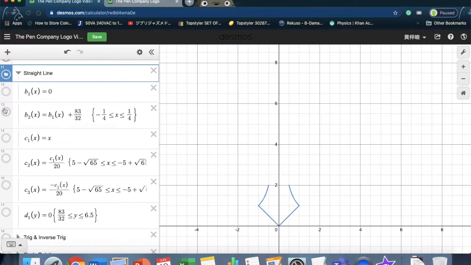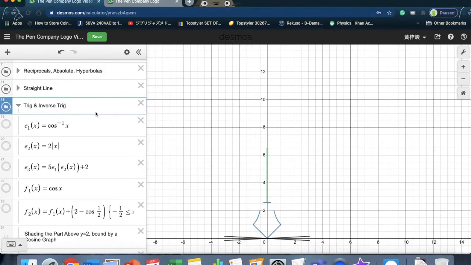Now here we have b2(x) equals 83/32. The range is just y equals 83/32, since this is just a horizontal line. Here we have two straight lines that form a cross for the pen to strike at, and another one for logo aesthetics. Here we have a composite function of the inverse cosine and absolute value graph.